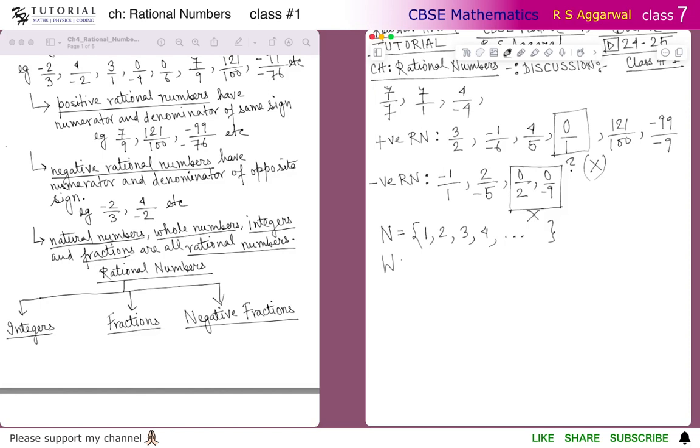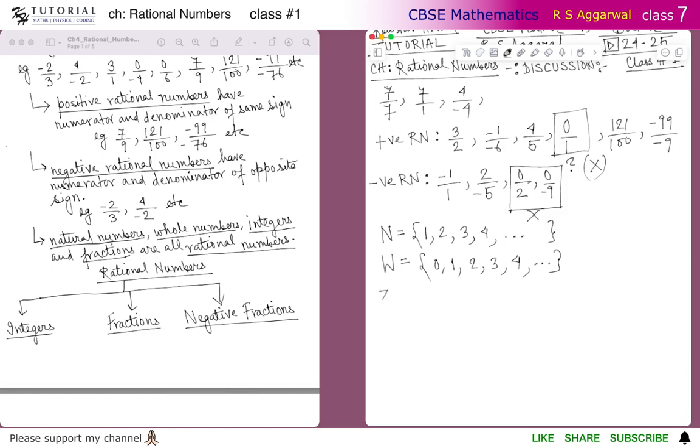Similarly, you have studied whole numbers. Whole numbers are nothing but the collection of natural numbers plus the integer 0. So you have 0, 1, 2, 3, 4, and so on. So these are whole numbers.